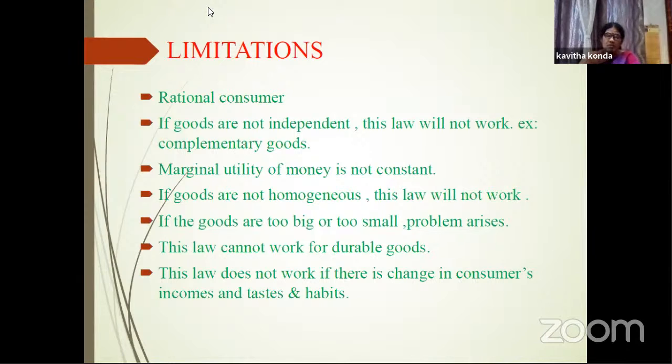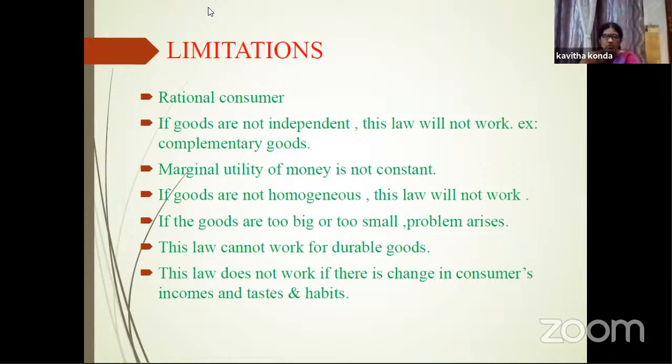The consumer does not buy more durable goods for personal consumption. And the next limitation: this law does not work if there is a change in the consumer's income, taste, and habits. The assumption here is constant income, taste, and habits. If the taste, preferences, and income change, this law will not work. This is another limitation here.